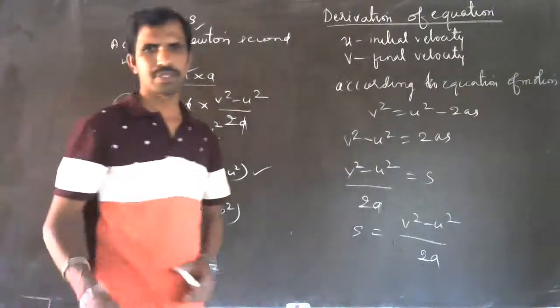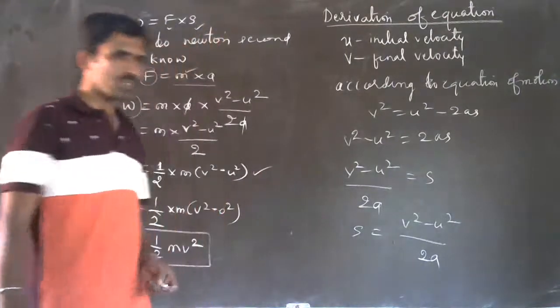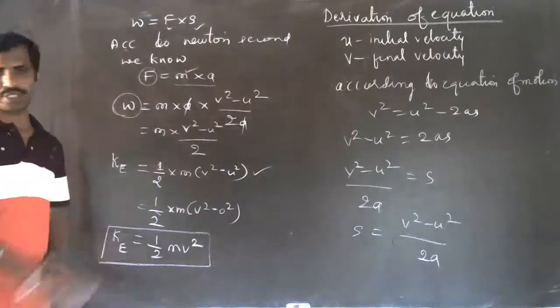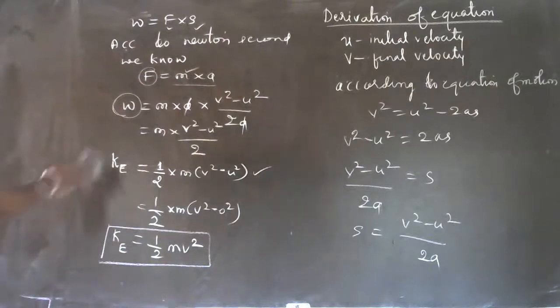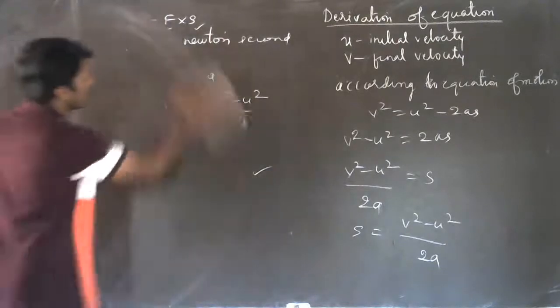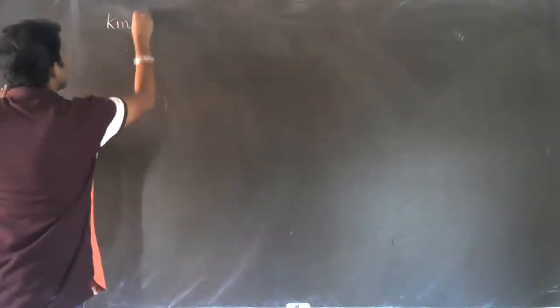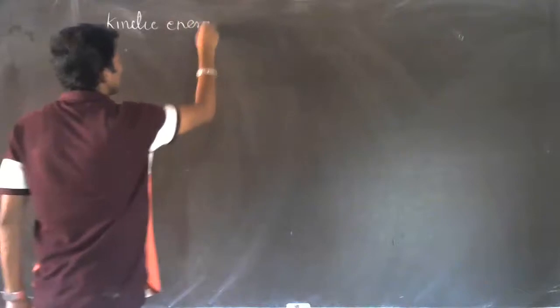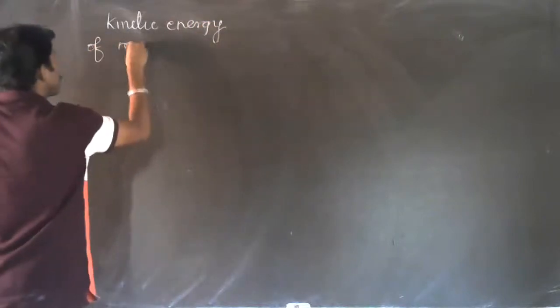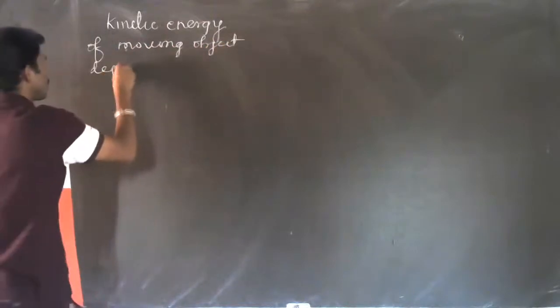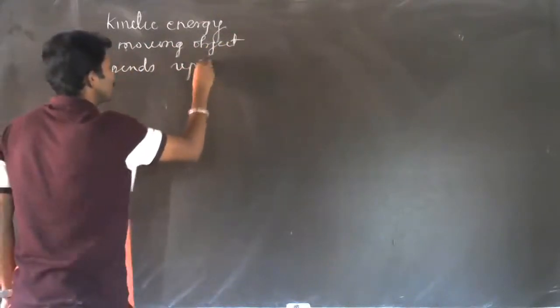So in the next part of the lesson, we are going to study potential energy. But before that, we have to see a certain concept. The kinetic energy of a moving object depends upon mass and velocity.